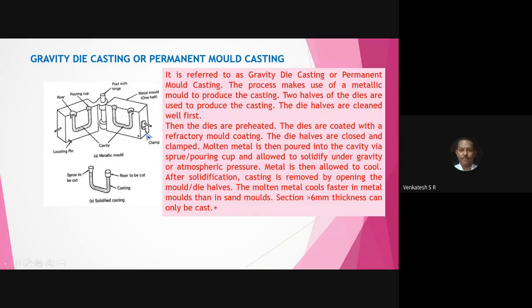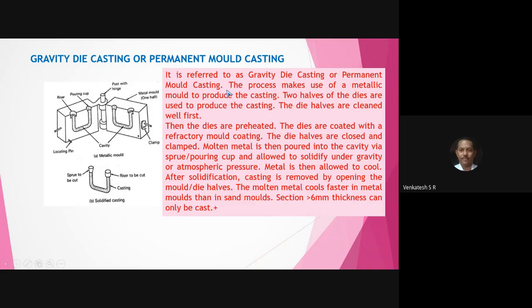If you clamp both the parts, two parts of the permanent mold, and pour the molten metal from the pouring cup, after a certain period of time solidification takes place, and again move the two parts of the permanent mold in different directions, and the casting is ready. All of you observe here, this is the riser, this is the pouring basin or sprue. So these two are to be cut after the casting process. This is the gravity die casting or permanent mold casting.